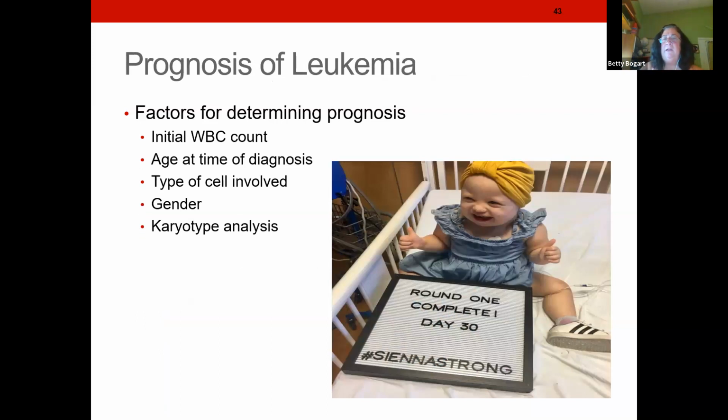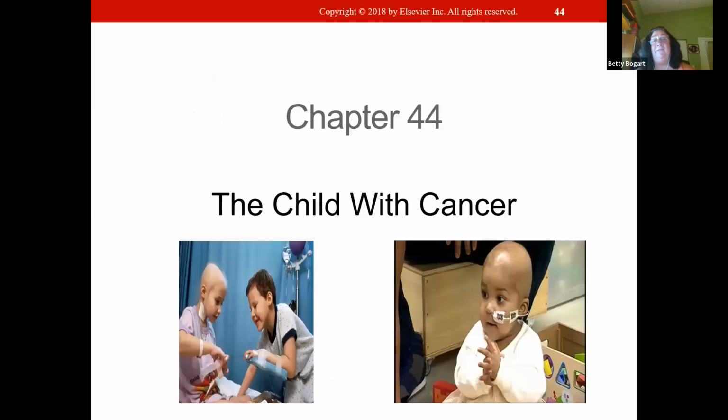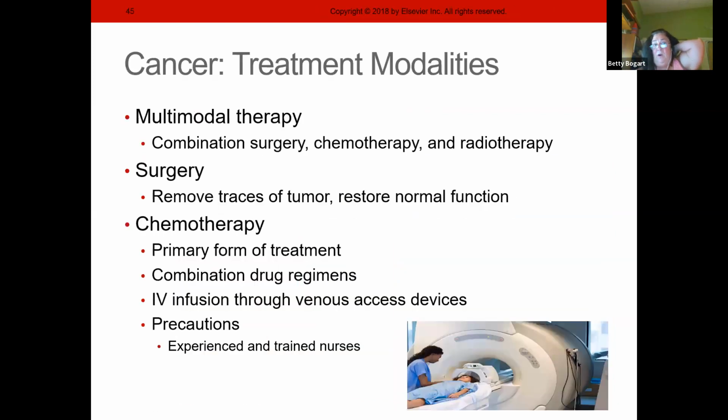Prognosis for leukemia depends on what the white count was. Was it 100 white cells, 1,000 white cells, 2,000 white cells? It makes a difference. How old were they? Was it ALL or AML? Boy or girl? And the karyotype. Are they A positive or a rare blood type? So when they're looking for blood products, do they have to really look, or is it always readily available? It makes a difference. And some more cancer stuff.